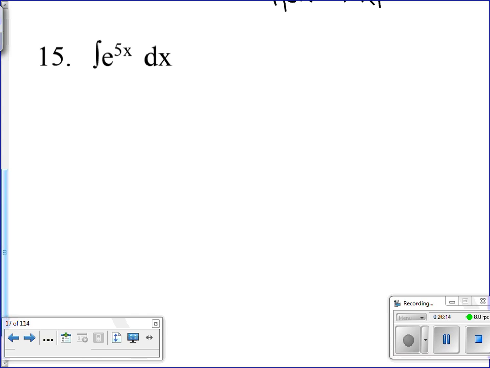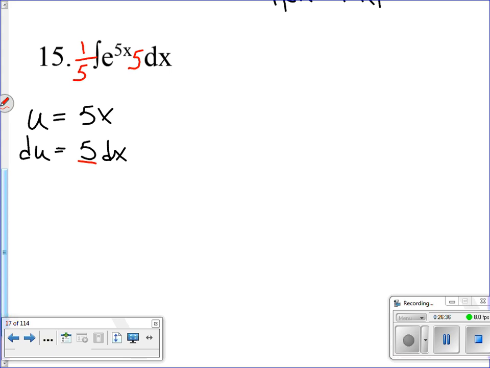Okay, 15. Well, hopefully you see this is just going to be an e to the u du. Okay, there's nothing to pull out, so we can go ahead and let u equal 5x. So du equals 5 dx. We're missing the factor of 5, so we put in a 1/5 on the outside.